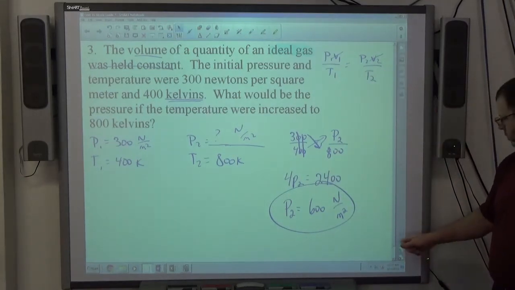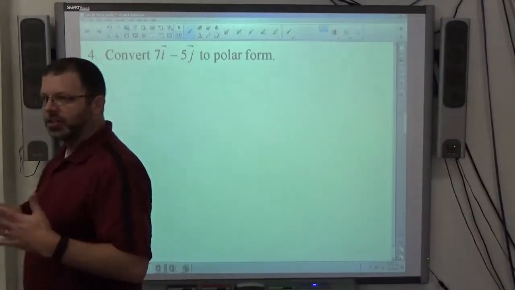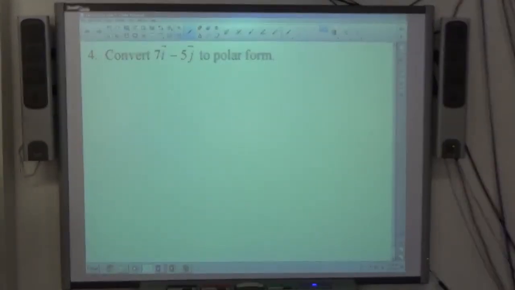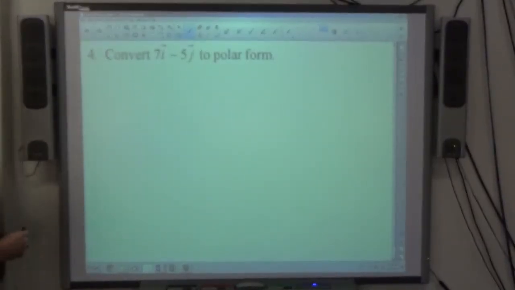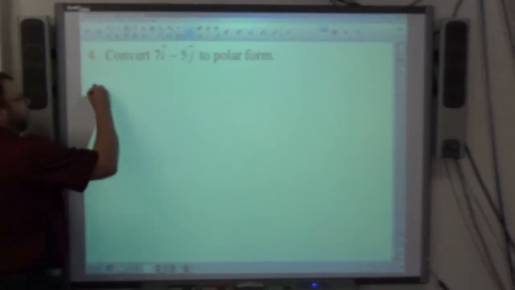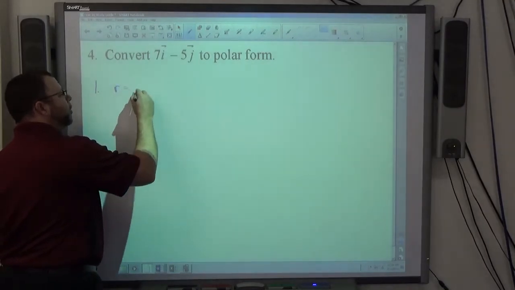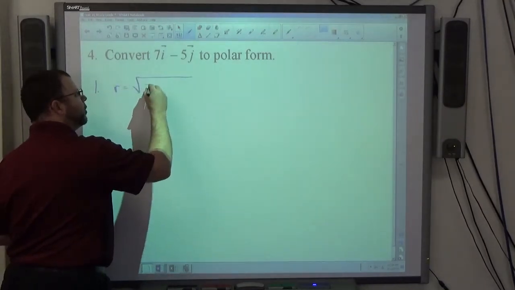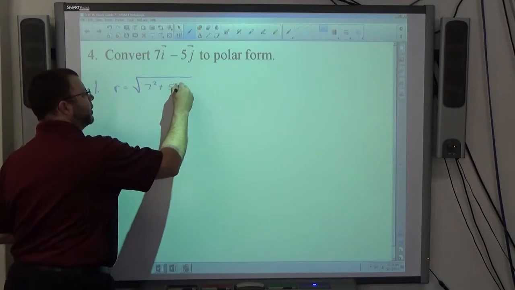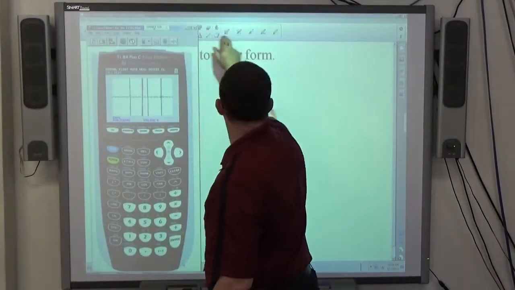Number 4, convert to polar form. Like we discussed just this week, I think lesson 63 is where it happened. Converting to polar form is a matter of 3 steps. First step of the process, negatives don't matter. R is going to equal the square root of first thing squared plus second thing squared. I'm going to get my calculator out.